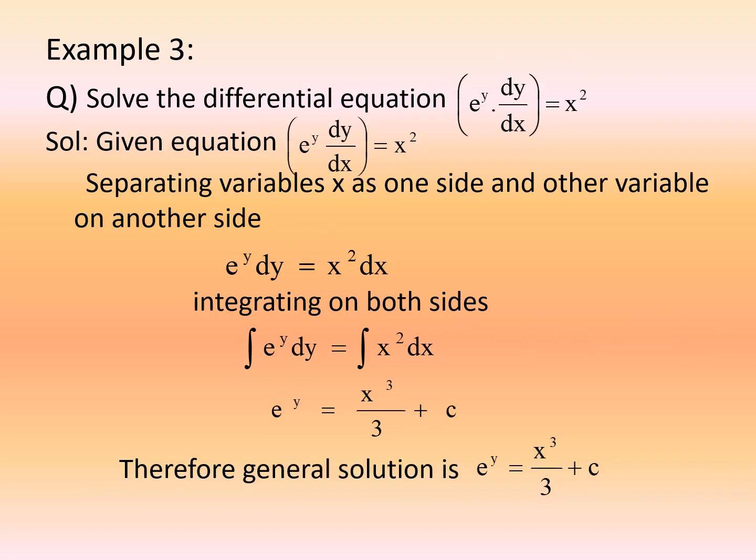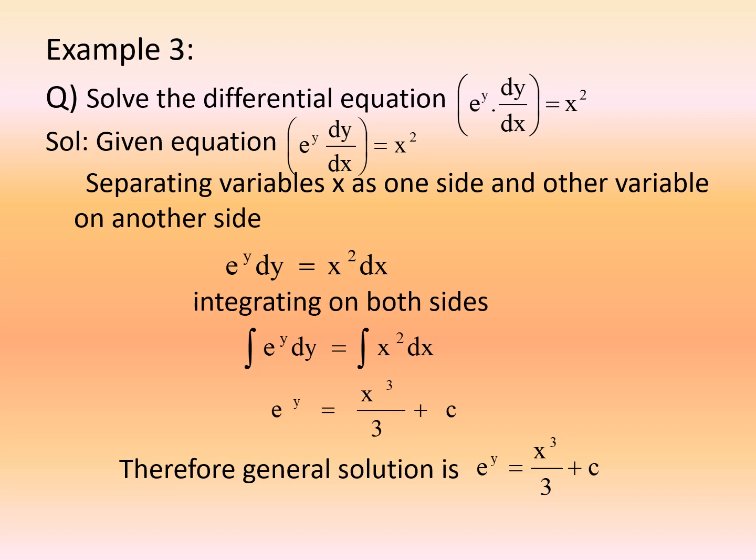Let us solve example 3. Solve the differential equation e power y into dy by dx is equals to x square. So first write down the given equation, e power y into dy by dx is equals to x square. Let's move on to the next line. Separating variables, x on one side and the other variables on the other side, it can be written as e power y into dy is equals to x square into dx.